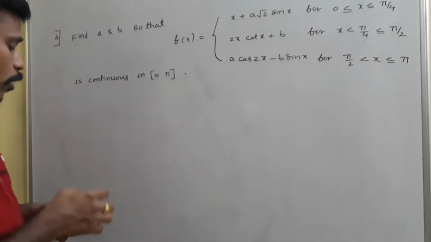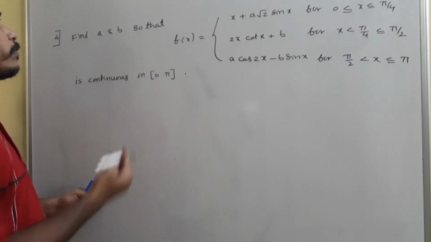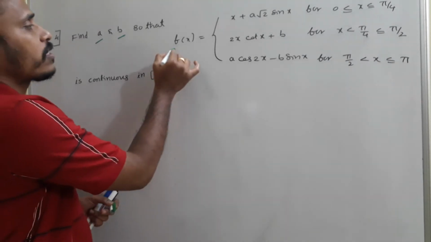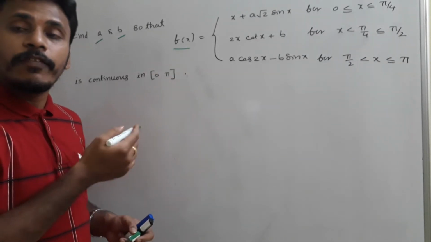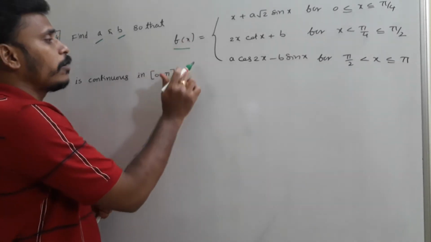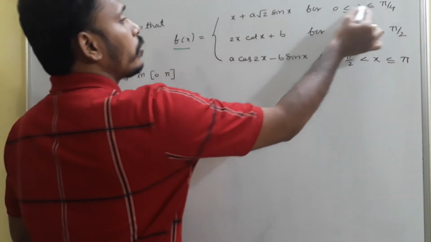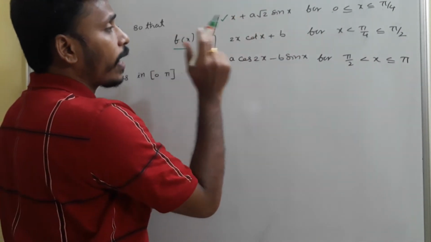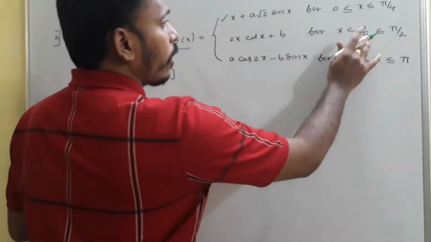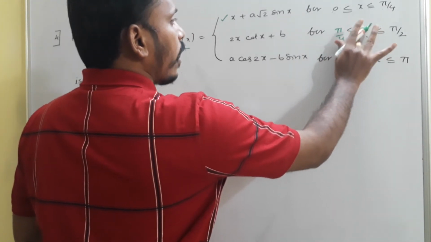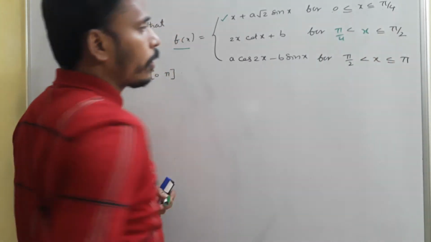We need to calculate the values of a and b. f of x is given, and the definition of f of x is different in different regions. If x, the input of the function, is in between 0 and pi by 4, this is the definition. Whereas if our input is pi by 4 less than x less than or equal to pi by 2, right?